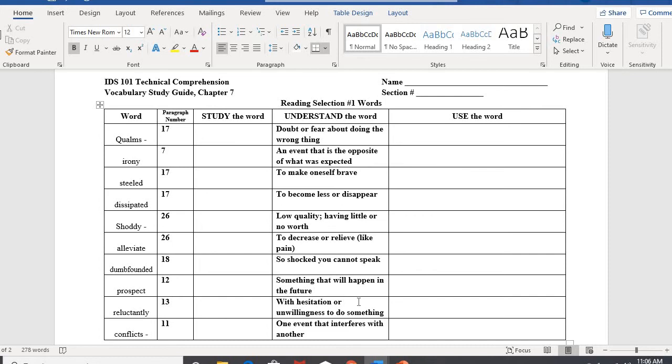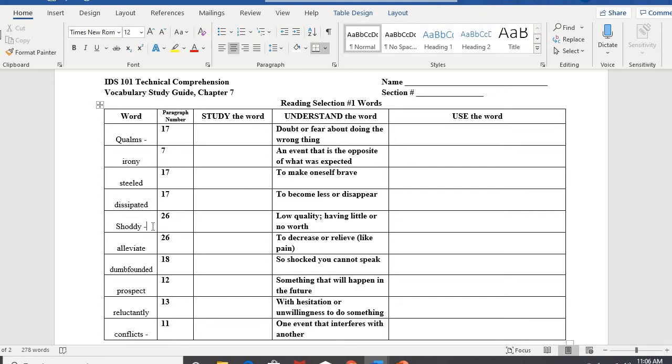All right, now, in the selection itself, you will see the word qualm in paragraph 17. Qualm means having a fear or doubt about something. We right now might have some qualms about what's going on. We might have some fear or doubt about, are we doing the right thing? Are we not doing the right thing? So that's what a qualm is.